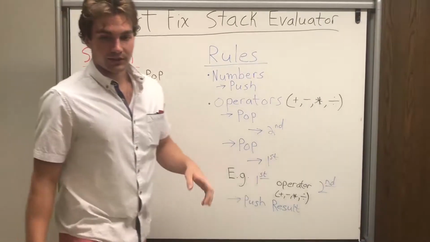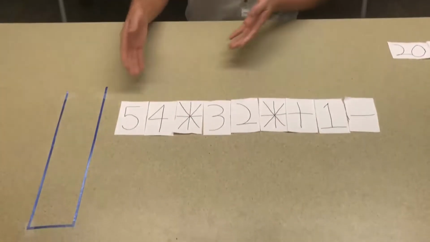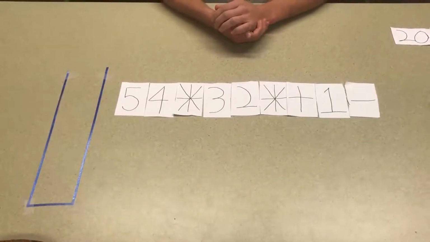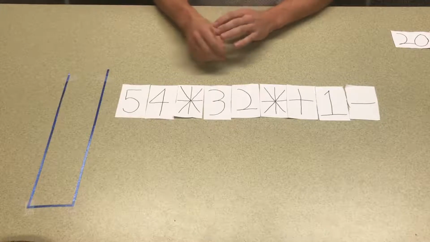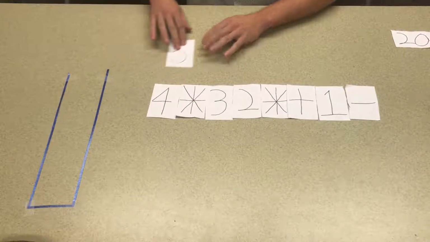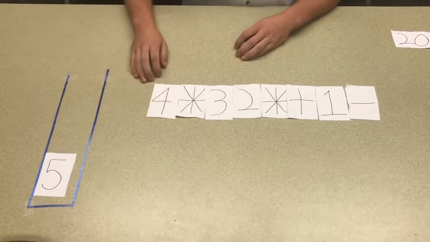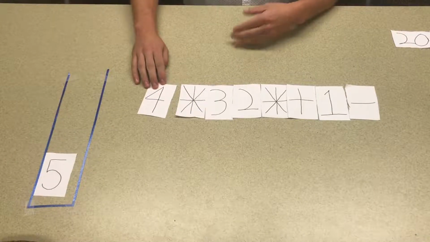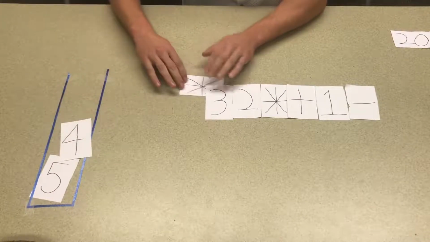So why don't we go through an example. This queue should look very familiar to you. It was the result of the last Comp Sci 5 video. So let's just go through. The first number we see is a 5. And a 5 is a number, so we push it onto the stack. The next element in the queue is a number, so again we're going to want to push that onto the stack.